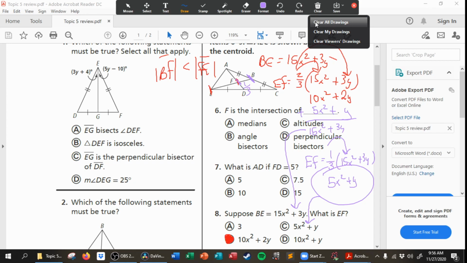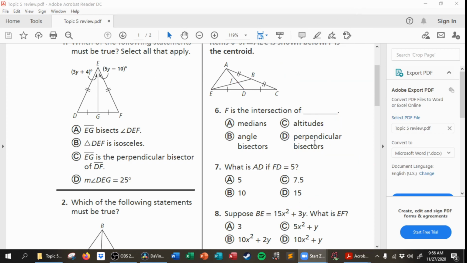And if you finish early on the test and you want to double check, go back and find that 1/3 length, and then show that through the segment addition postulate, you can add them back together and get the original given length. And then you know for sure you've done all of your math right.